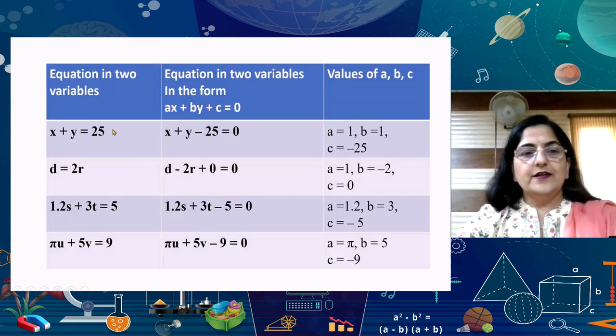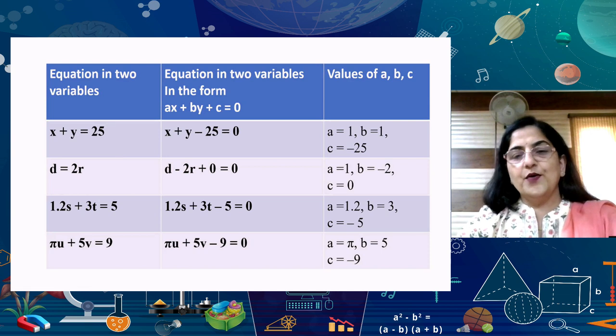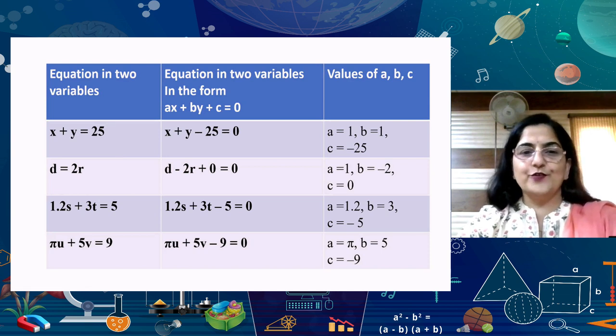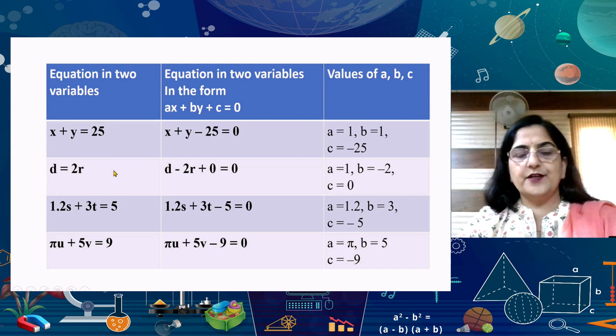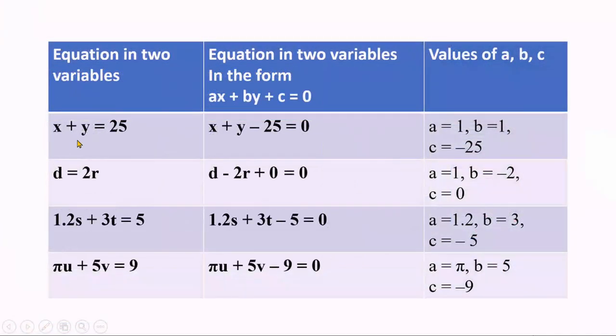Now, we have this chart where we have to identify the value of A, the value of B, and the value of C. For example, we have put the first equation here, the second equation that we learned over here, the third equation over here, and the fourth equation over here. Now we are putting it in the form AX plus BY plus C is equal to 0. So we can put this equation in this form.